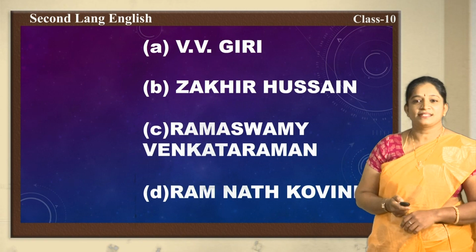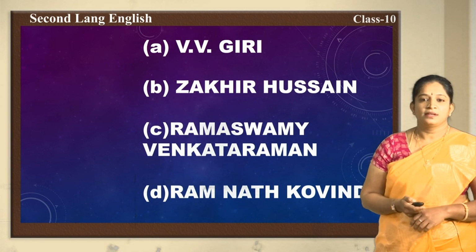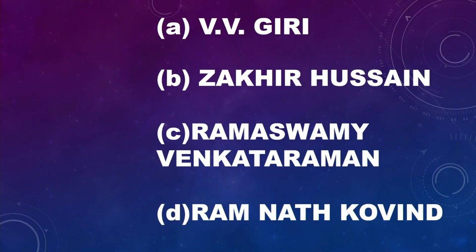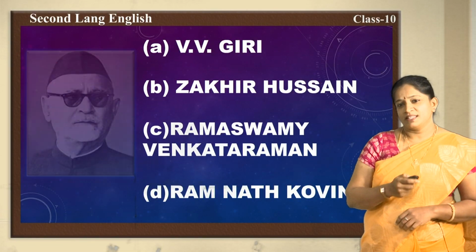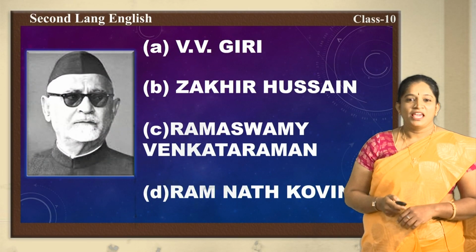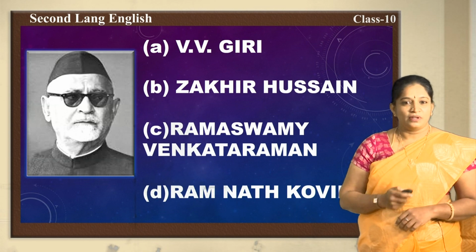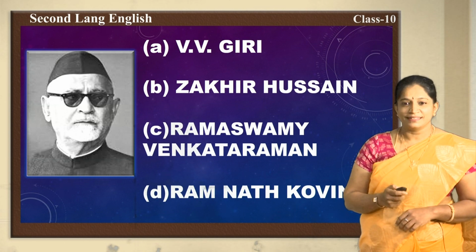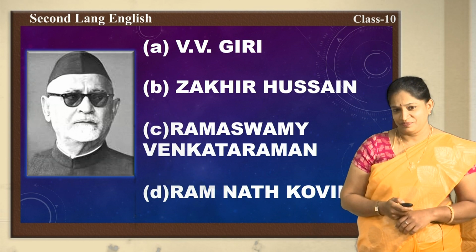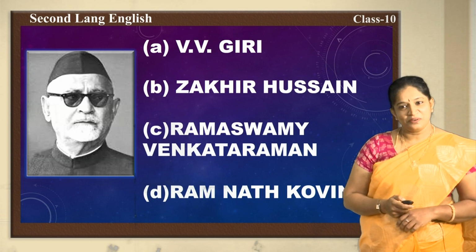Now, we shall go to the next slide. Here are the options. The options are like this. Option A, V.V. Giri. Option B, Zakir Hussain. Option C, Ramaswamy Venkataraman. And option D, Ramnath Kovind. And here is the picture. Children, if you want a clue, I'll give you one clue now. He served as the 3rd president of our country. Okay. Can you have a guess now?